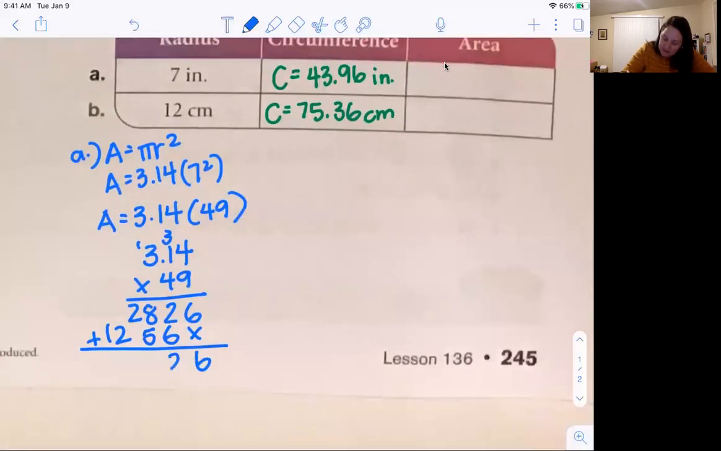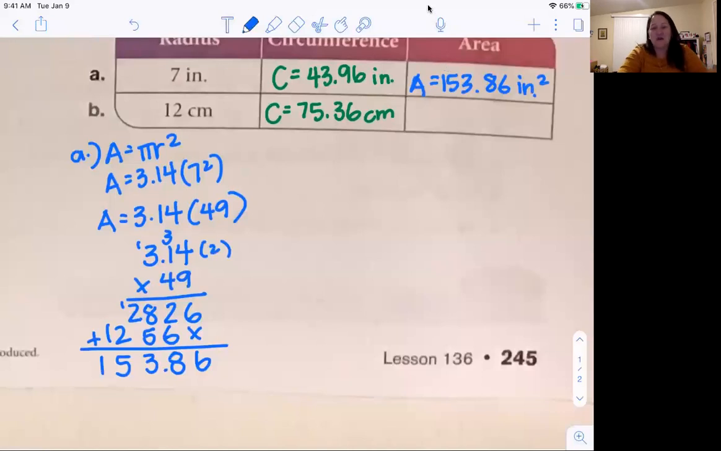6 plus 2 is 8. 5 plus 8 is 13. 5, 1, and I have 2. 100, so area equals 153.86 square inches because it's area.